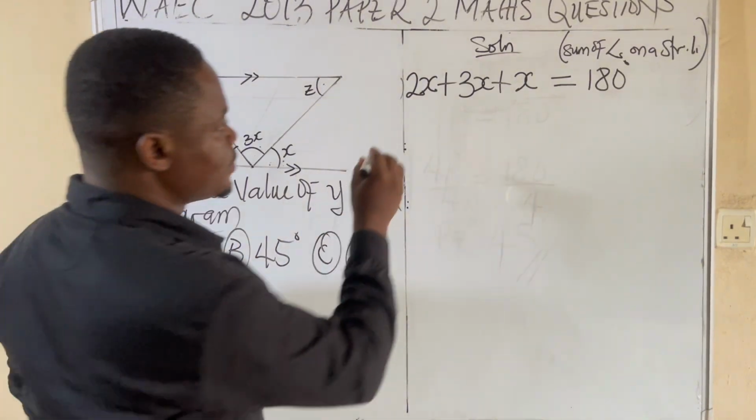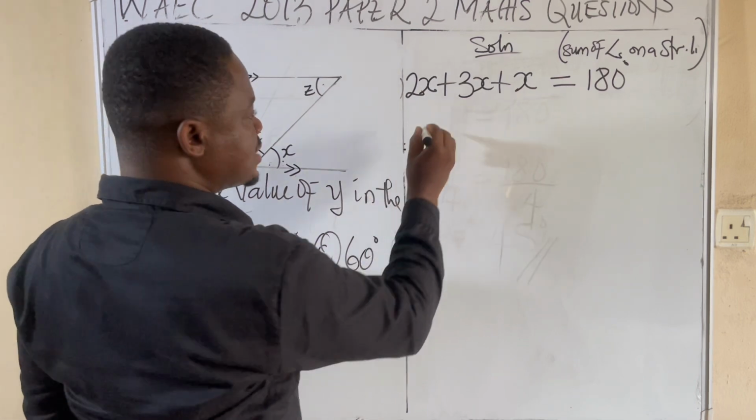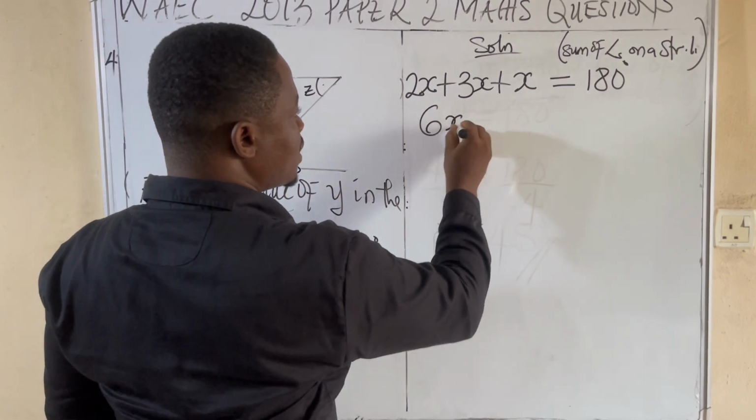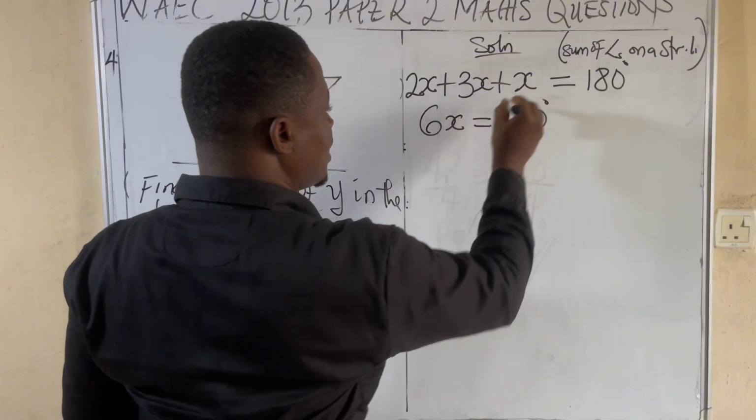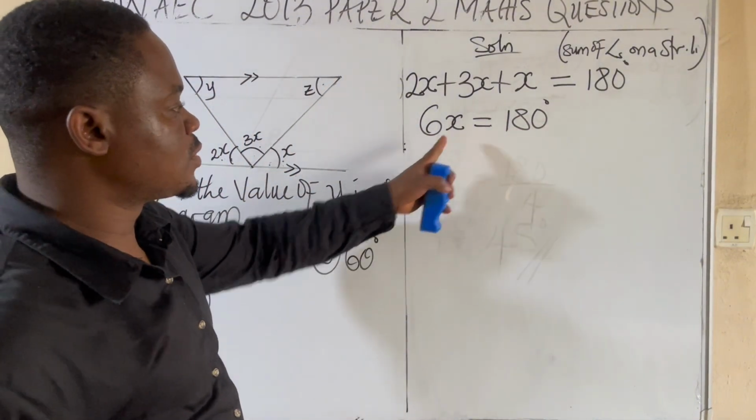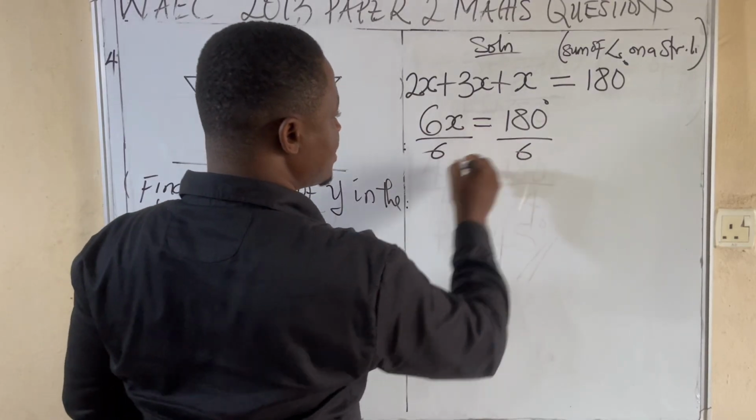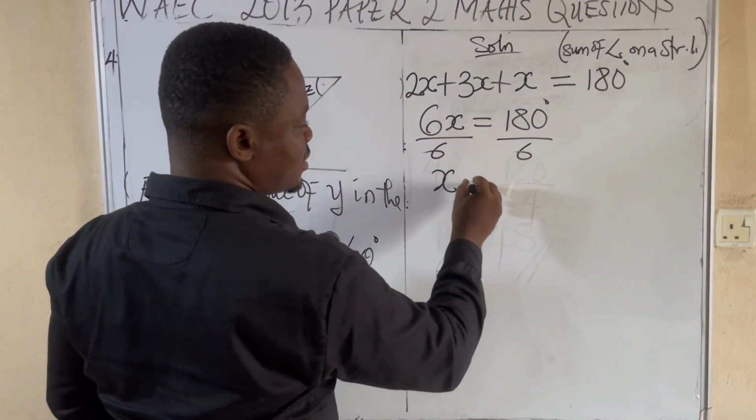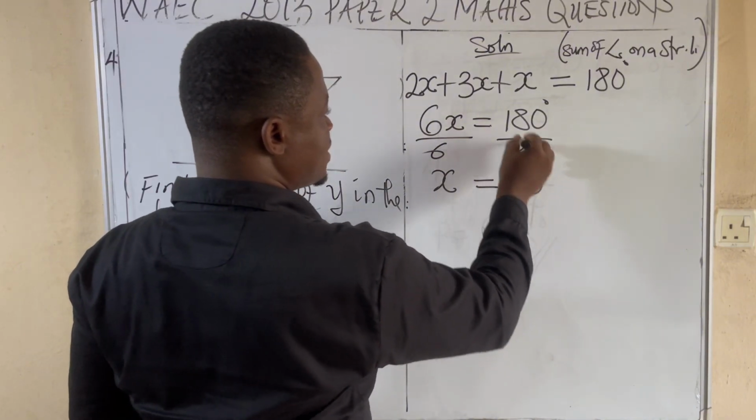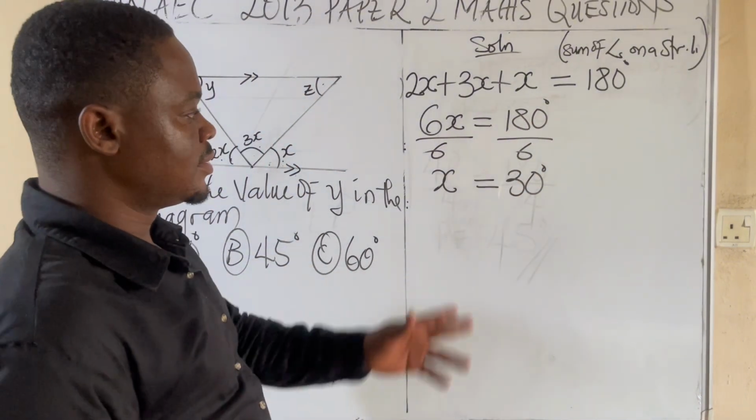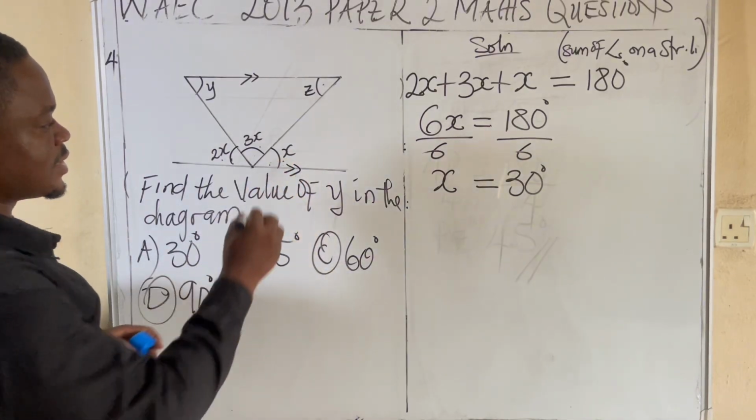So 2x plus 3x plus x is going to give us 6x. So you have 6x equal to 180 degrees. If we divide both sides by the coefficient of x, we have 6 divided by 6, x is going to be equal to 30 degrees. You see, 18 divided by 6 is 3. So the value of x here is 30 degrees.